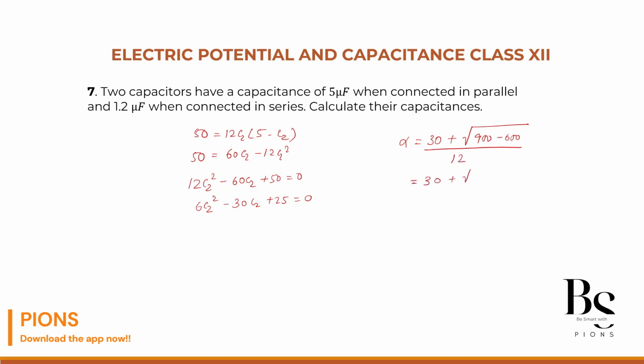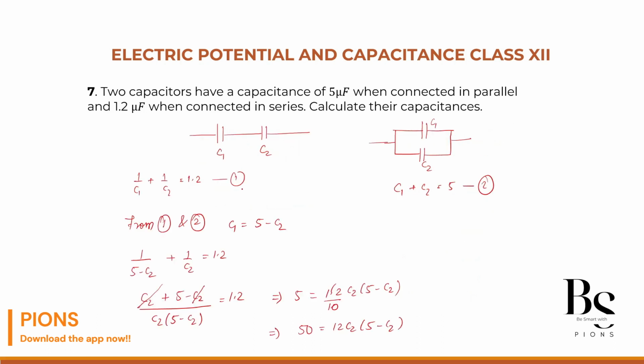So this will be 30 plus root under 900 minus 600, which is 300, whole divided by 12, correct? And this will be 30 plus 10 root 3 whole divided by 12. Okay, so that is alpha, and you can divide this whole thing by 2. Up and down I cancelled. So if this is one of the possible values of C2, then beta will be how much? 15 minus 5 root 3 upon 6, correct? So these are the values of alpha and beta.